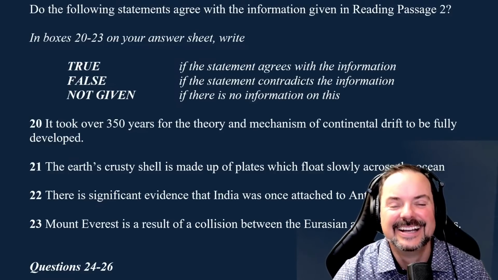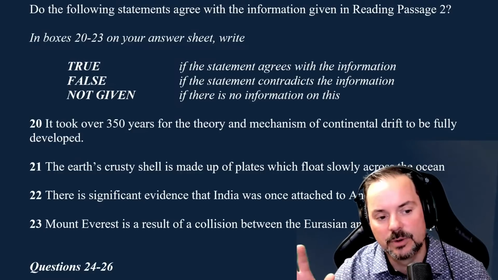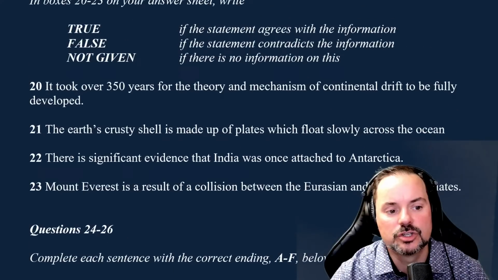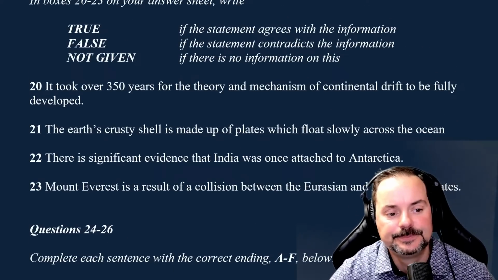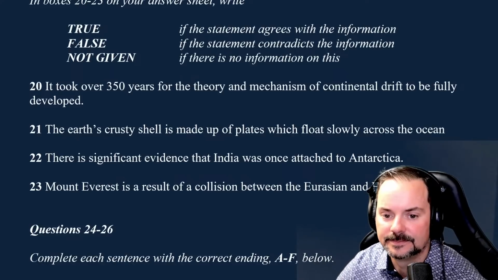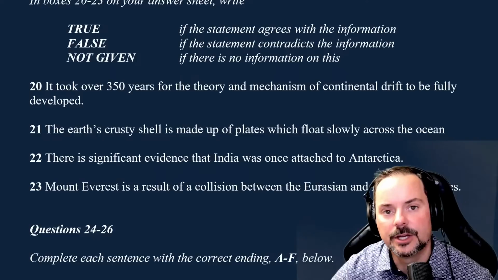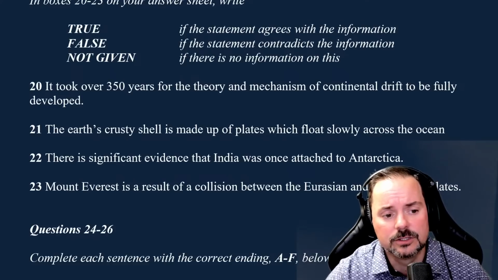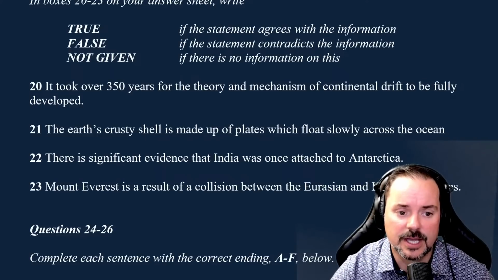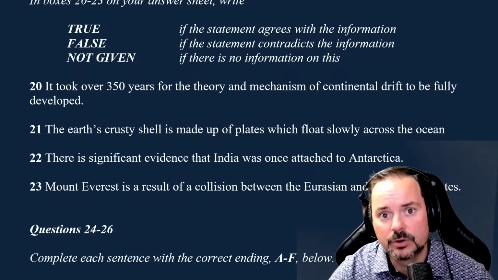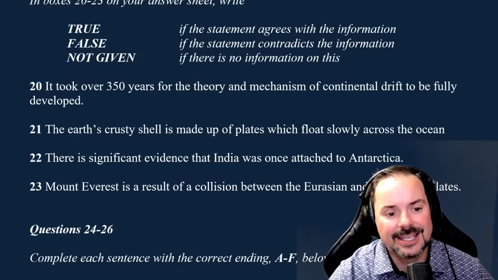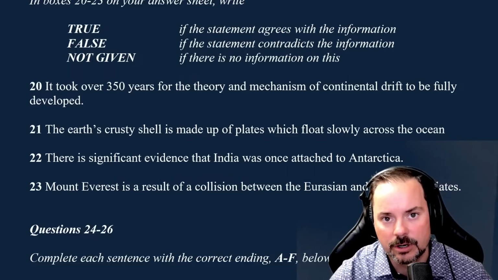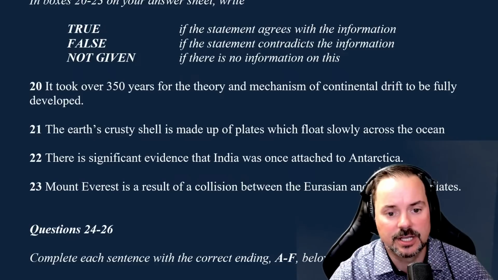Definitely. All right. Okay, George, let's do a true, false, not given. I'm going to show everybody how to do this with one example, and then you can try the rest of them on your own, okay? So let's do this, George. When you see question 20, can you read it for me? It took over 350 years for the theory and mechanism of continental drift to be fully developed. Okay, so here are the steps to true, false, not given. A lot of people are scared of these questions or find them really difficult, but there's a very logical way to do these. First, you have to figure out if it's given or not given. The way to do that is to think, is it important or is it not important? So here, George, is it important to know when this theory and mechanism of continental drift was discovered? Is that an important piece of information in this passage or in this essay?